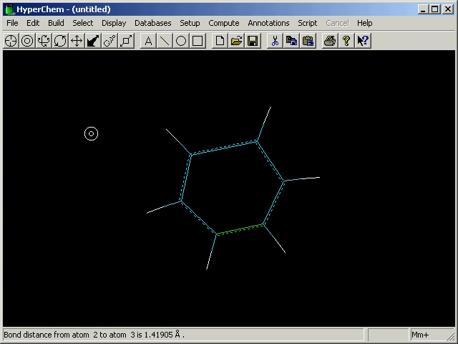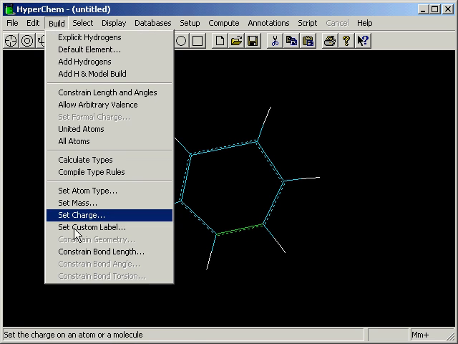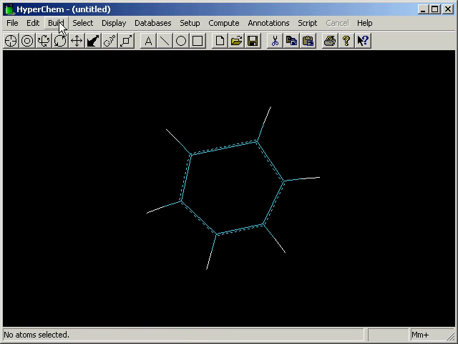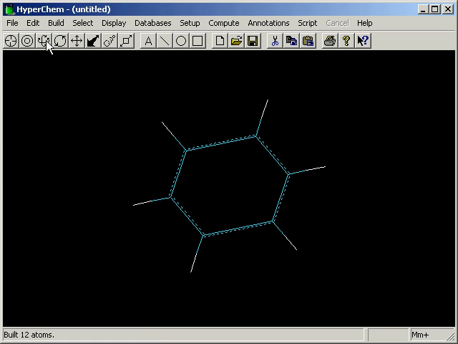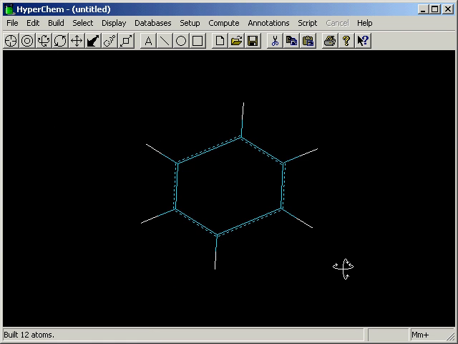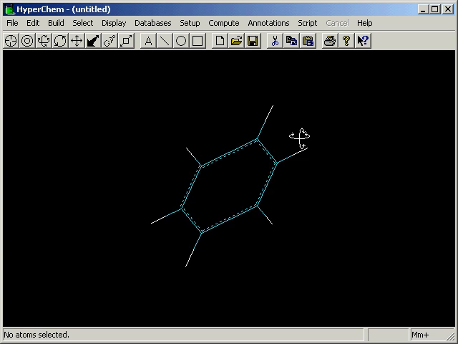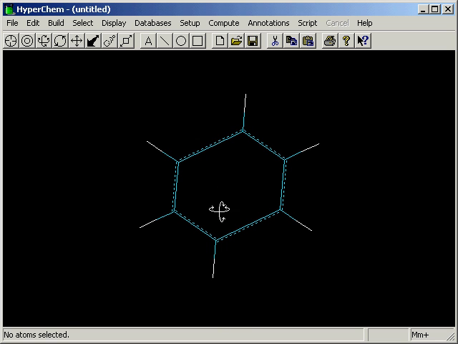If we want to constrain this one over here also to be 2 angstroms, we can do so. Rebuild this molecule again, and now we have at least a pseudo-regular structure where this bond is 2 angstroms and this bond is 2 angstroms, and the other ones are 1.4 basically, the standard length that it would like to use. We've constrained it to use 2 different lengths for 2 of the bonds.